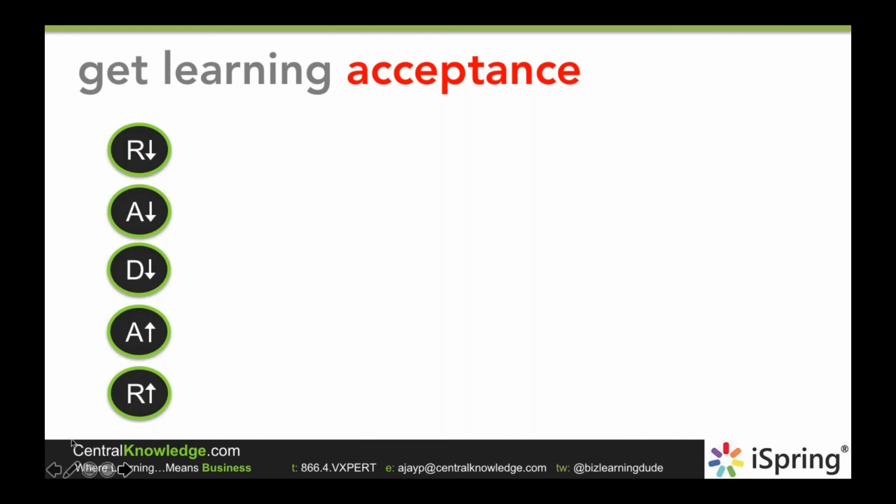I came up with an acronym called RADAR. Get your learning on their radar. Radar means there are these letters, R-A-D-A-R, and you'll see arrows next to them. If it's pointing down, it means you want to reduce that letter. If it's pointing up, you want to increase that letter. So let's go through, and these are questions you need to ask.